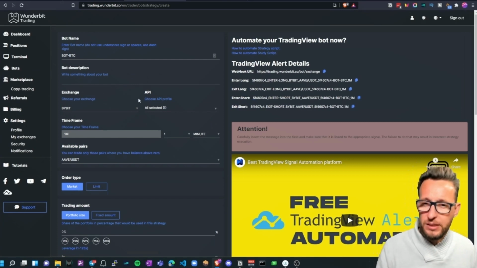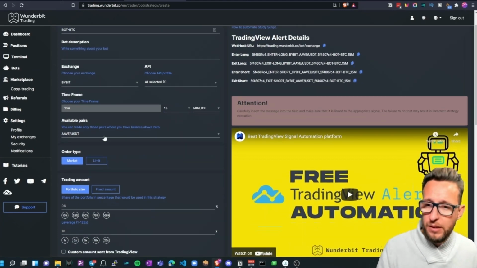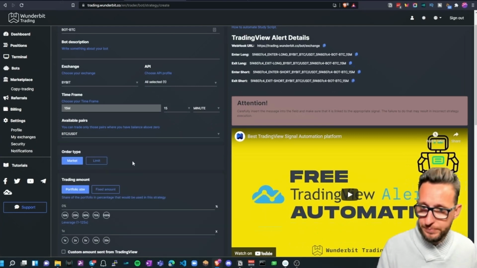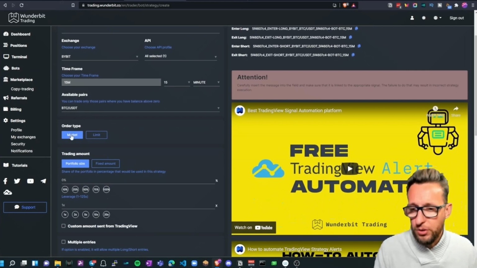ByBit is going to be my API. We need to put the time frame. We're going to be on a 15-minute time frame. We need our pair, which is BTC USDT. Make sure you do USDT and not USD if you're using USDT. We're going to be a market order.